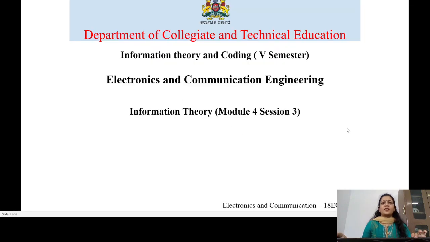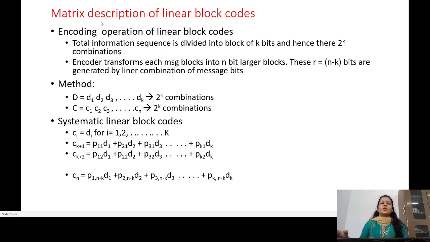Welcome to the third session of Module 4 in Information Theory and Coding. In the previous session we were discussing the generation of code words by using the message bits. We have seen that the first k bits of our code words are nothing but the message bits only. We are using the equation Ci is equal to Di for i varying from 1 to k.